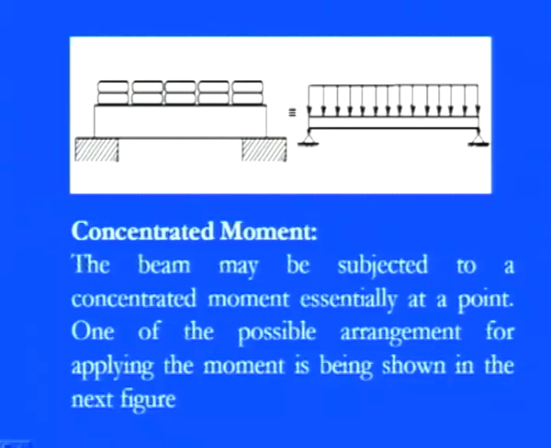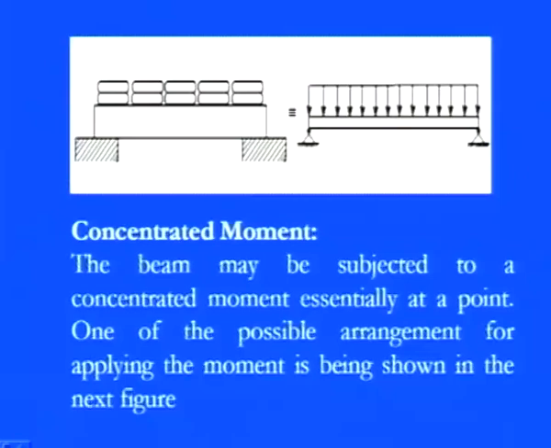So this is the third type of load, the triangular loading, and it has general application. Now we are going to the next one, the concentrated moment. The beam may be subjected to a concentrated moment at a point, and the concentrated moment will tend to move the beam in a particular direction. The complementary moment will come just to balance this moment.